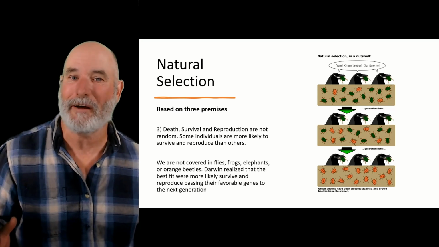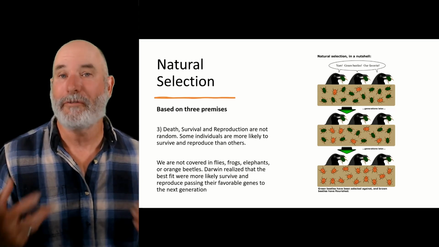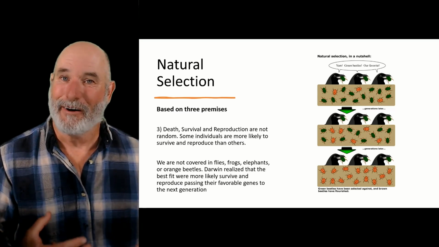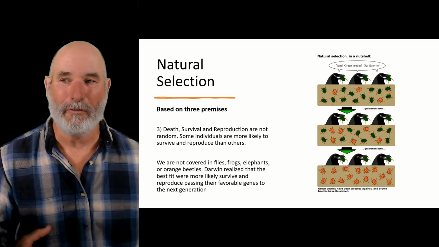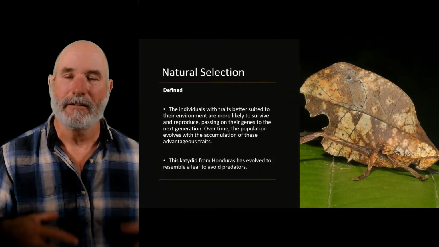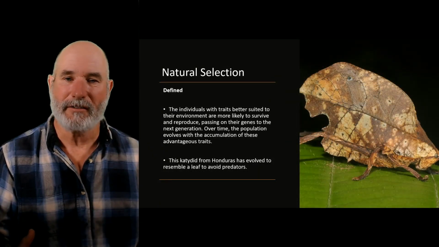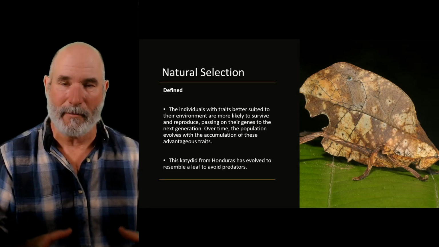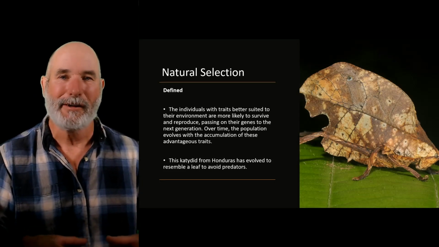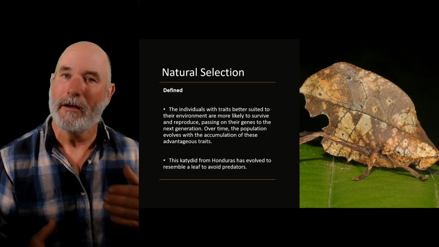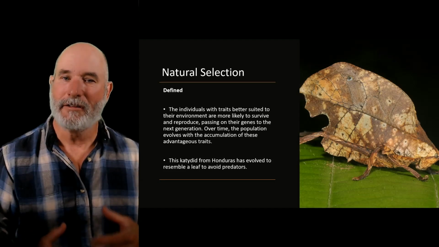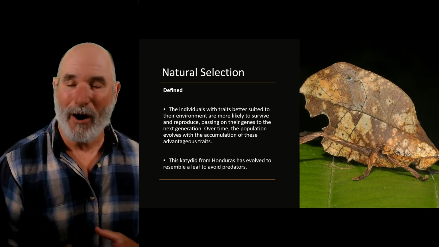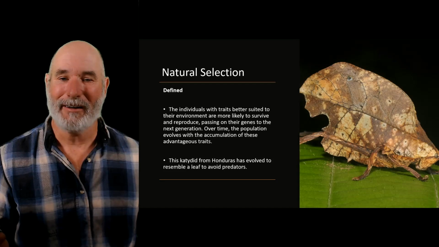That's why we're not overrun by spadefoot toads out here, or flies, or frogs, or elephants, or beetles. So, life and death are not random. What happens is that over time, you accumulate favorable traits in the environment. Individuals with better traits that are better suited to their environment are more likely to survive, reproduce, and pass those beneficial traits on to the next generation. So, over time, this population evolves as it accumulates advantageous traits.